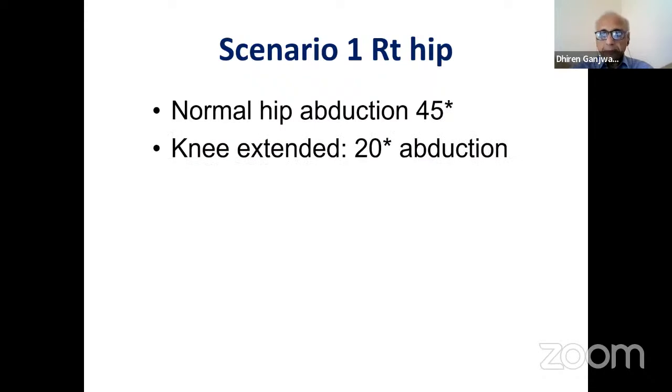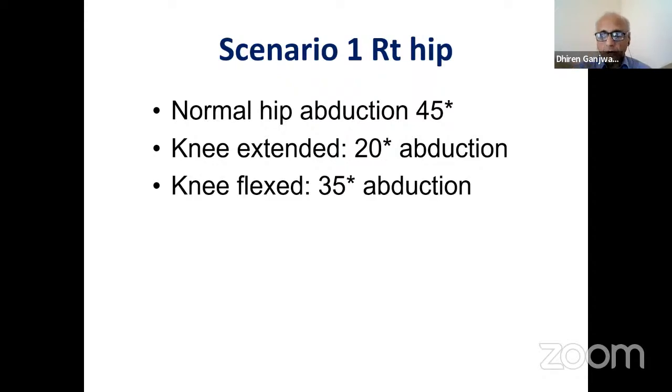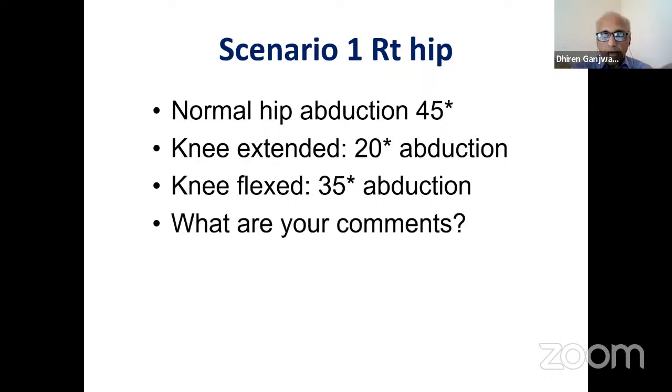With the knee extended position, the examiner was able to carry out 20 degrees of abduction. Then he flexed the knee joint, released the medial hamstrings, and after that he was able to abduct up to 35 degrees of abduction. So there is a 15 degree increase in the abduction with the knee flexion.